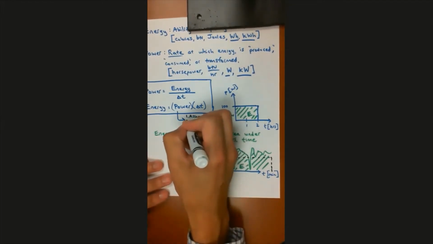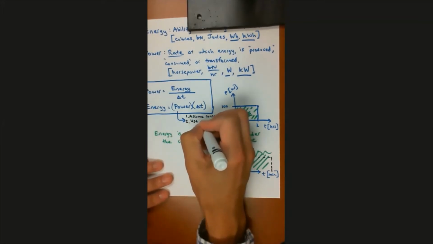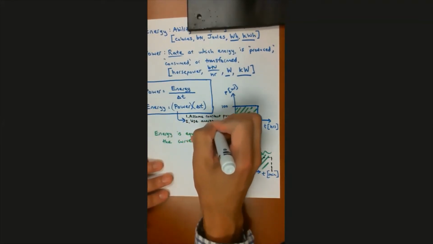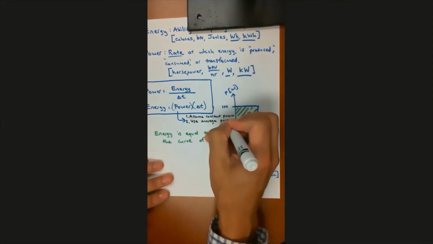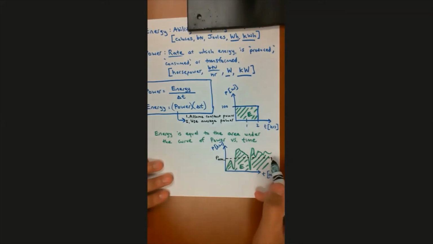The second way is to use an average power. Because that'll work. The area under the curve of the average power would be the same as the area under the curve of the time varying power that's changing over time.